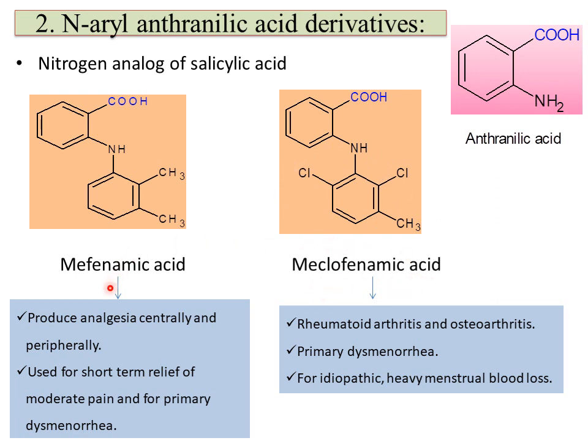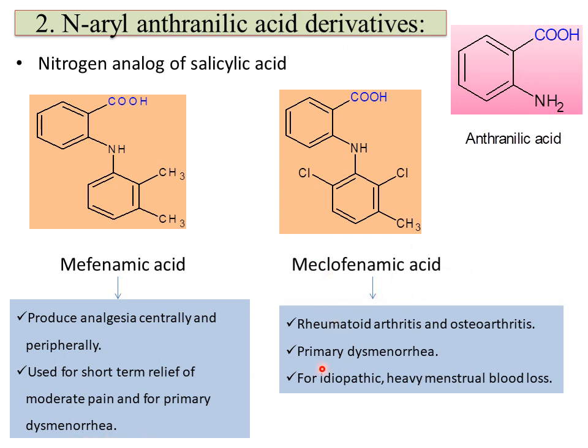And coming to the various uses of mefenamic acid: it produces analgesia centrally as well as peripherally, and is used for short-term relief of moderate pain and for primary dysmenorrhea. Mefenamic acid is most commonly used to reduce the pain in primary dysmenorrhea.